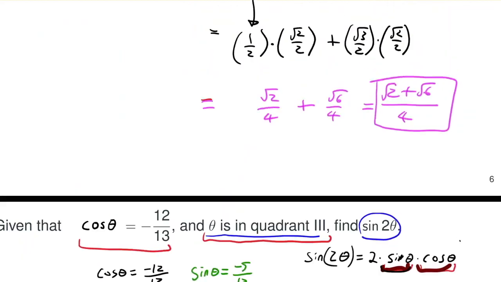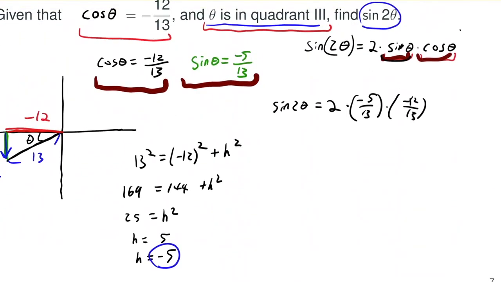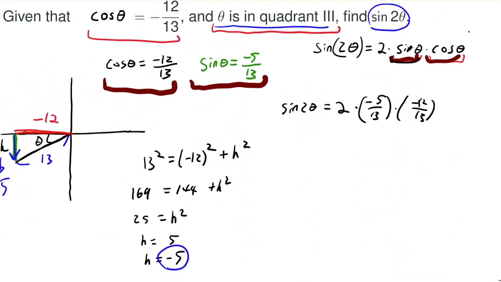So then we just multiply this negative 5 times negative 12 gives us positive 60. So top is actually 120. Over bottom is 13 times 13, which gives us 169. So this is the answer, sine 2 theta. So every time we see sine 2 theta, cosine 2 theta, or tangent 2 theta, we should see if we need to use double angle identity because this is double the angle.